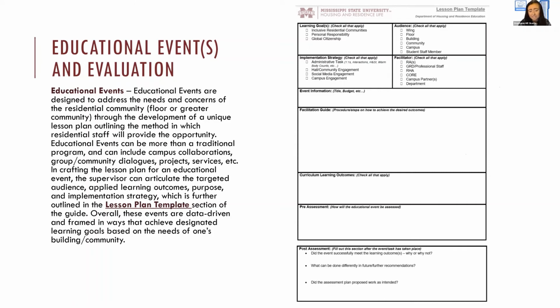We want to articulate the targeted audience, apply the learning outcomes that we spent some time talking to you all about earlier, identify the purpose, the implementation strategy, and any of those things. So these are data-driven and framed in ways that can achieve our learning goals. So it was important to us to have an assessment strategy. So over here on the right, you can see we want people to check the learning goal that applies here, 1 or more. Check the audience. So is it a wing, a floor, a building, a community, a campus overall, a student staff member?